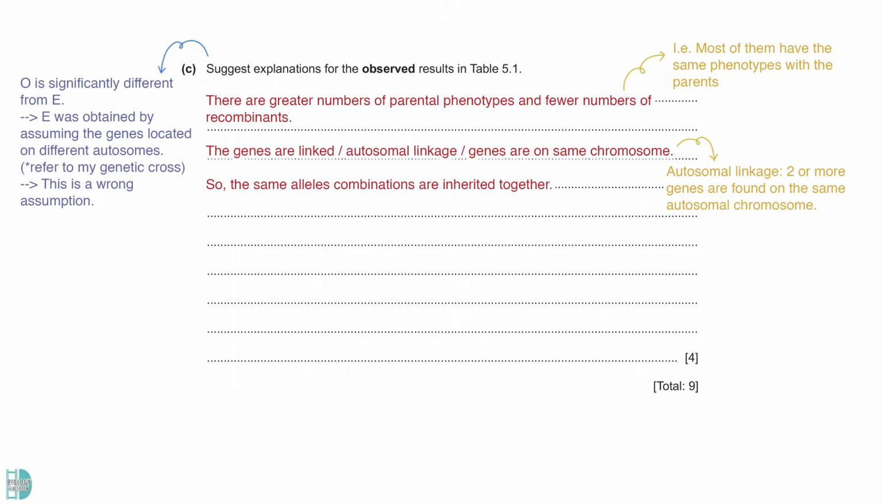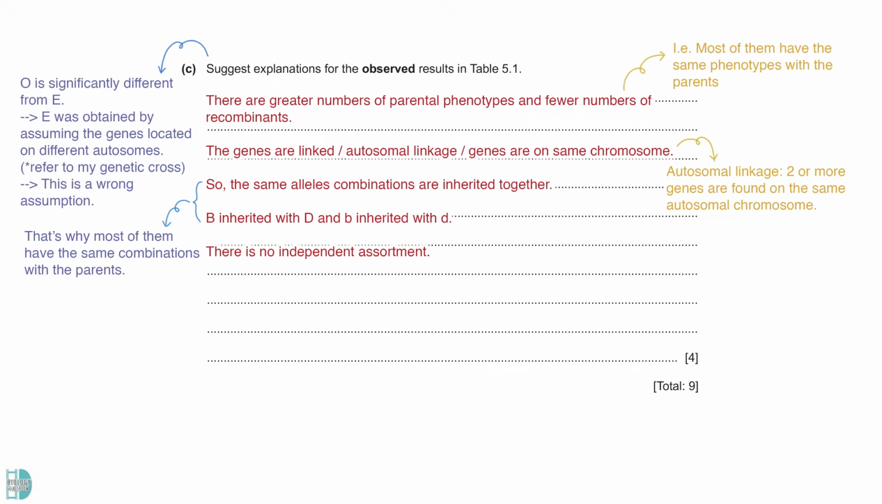The same allele combinations are inherited together from the parents to the offspring, resulting in the majority of the offspring having the same combinations of characteristics as the parent. In our case, dominant B is inherited with dominant D and recessive B with recessive D. There is no independent assortment since they are not on two different chromosomes.